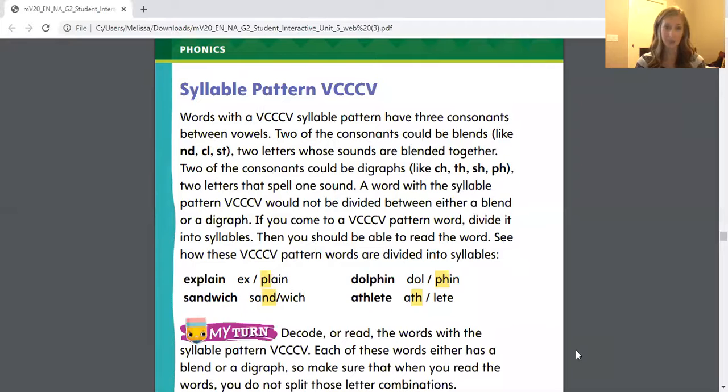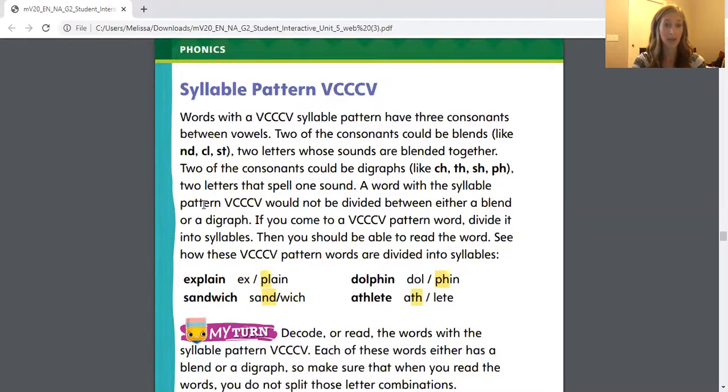So for our phonics this week, we're going to be talking about the syllable pattern where we have 2 vowels, and between those 2 vowels we have 3 consonants. So that's the V, C, C, C, V syllable pattern. So these have 2 consonants that could be blends. Like for example, we could have the letter N and D, C and L, S and T. Those are 2 letter sounds that are blended together. 2 of the consonants could be digraphs like CH, TH, SH, and PH, 2 letters that spell one sound.